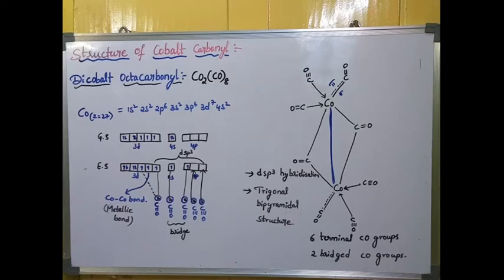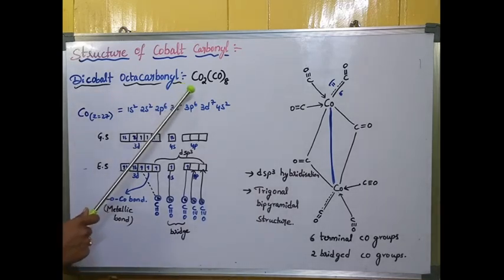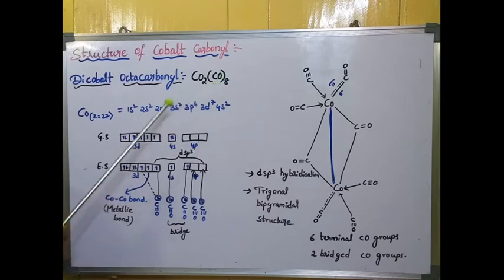Hello students, today I'll explain the structure of cobalt carbonyl. So in cobalt carbonyl we are discussing dicobalt octacarbonyl. You can see the chemical formula Co2(CO)8. Two times Co is present, so we write dicobalt, and 8 times the carbonyl group is present, so octacarbonyl. This is about the name of the cobalt carbonyl.